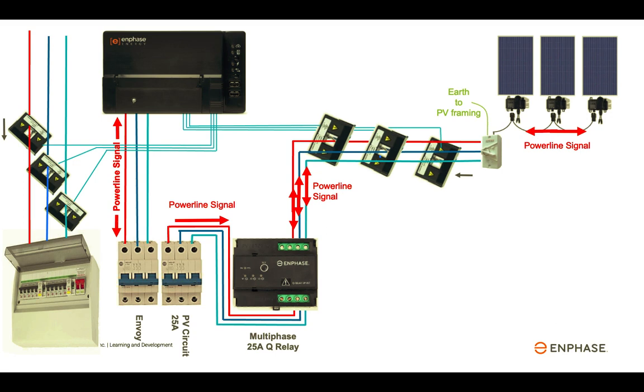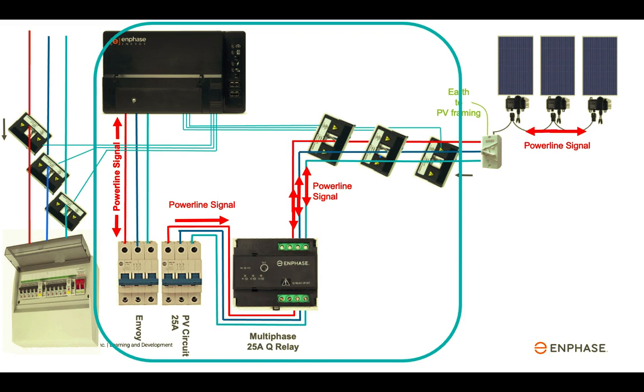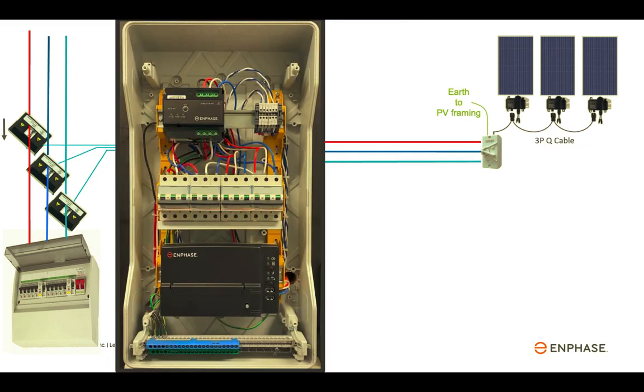Multi-phase installations also benefit from installations of solar subboards. Here is an example of three-phase components such as Envoy, Q relay and CTs, and the associated circuit breakers installed directly into a solar subboard.